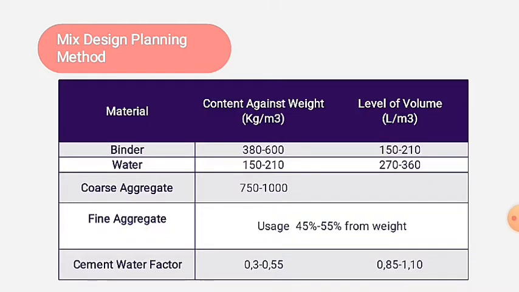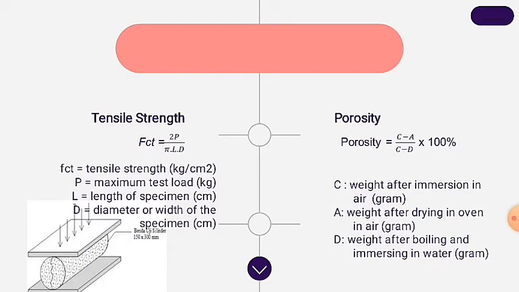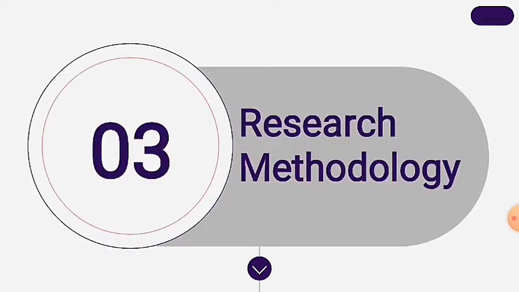And this is the specification for self-compacting concrete. The tensile strength test serves to evaluate the shear strength resistance of the structural components, and concrete porosity is a level that describes the density of the mixture. This is the formula for tensile strength, and the right side is porosity.